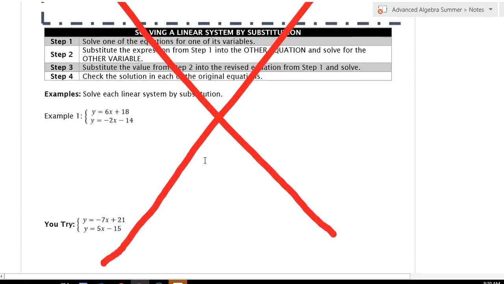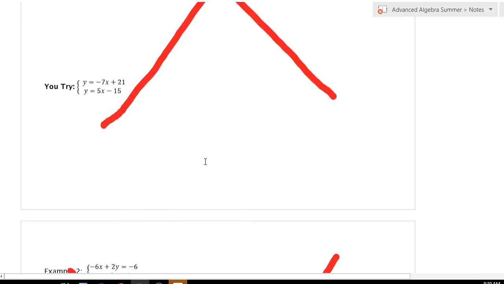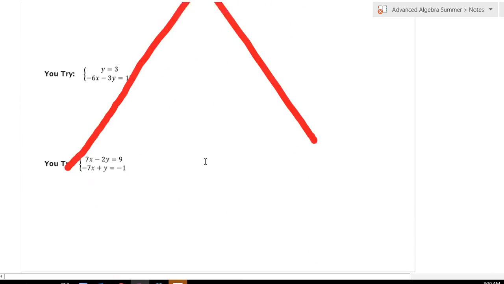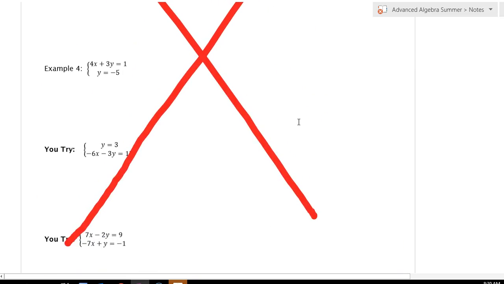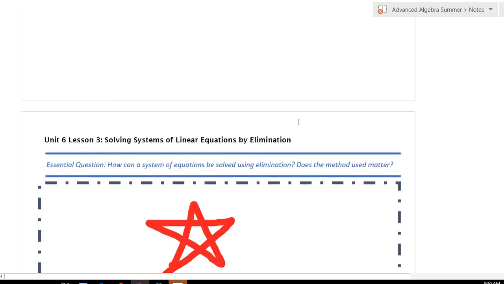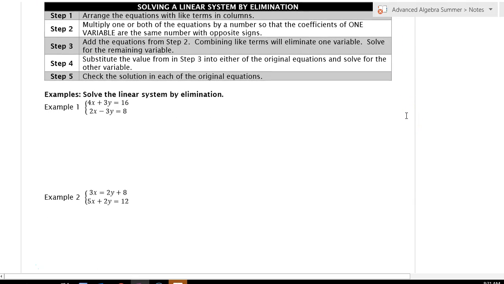Moving down here. So this is going to be, actually we are going to skip this. Alright, so substitution should be a matter of review. You guys have seen that in the past. So what we're going to focus on is solving by elimination. So if we go ahead in here.